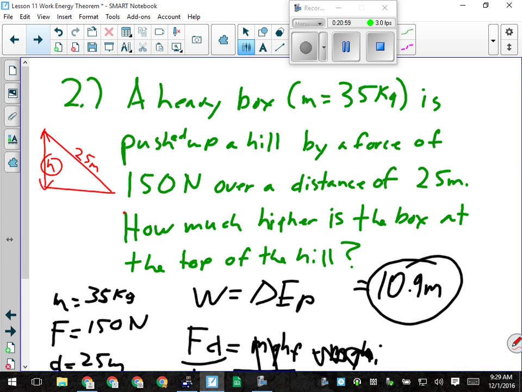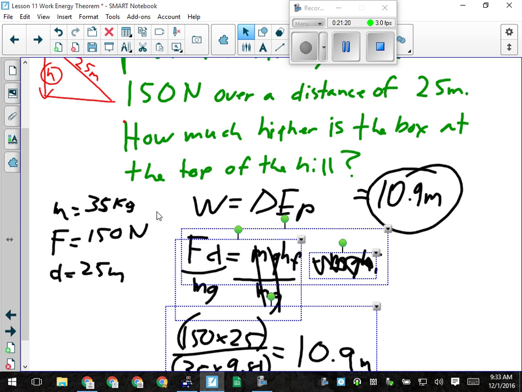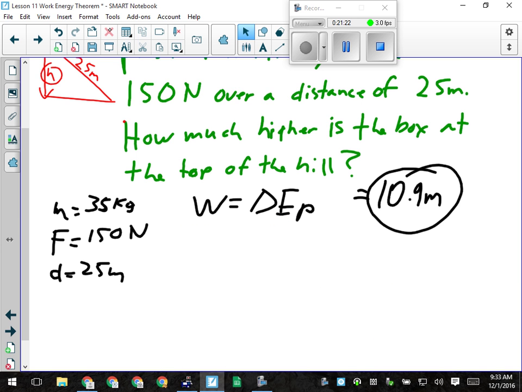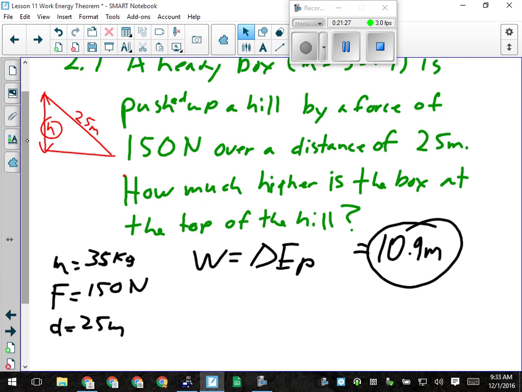Remember how I said that using a ramp makes work easier but doesn't make less work? This is a question that's going to show you that more mathematically. So here's how we start out. Work is changing the potential energy of the box. Everyone okay with that? The box is moving up the ramp. It's not accelerating up the ramp. It's just moving up the ramp at a constant speed.